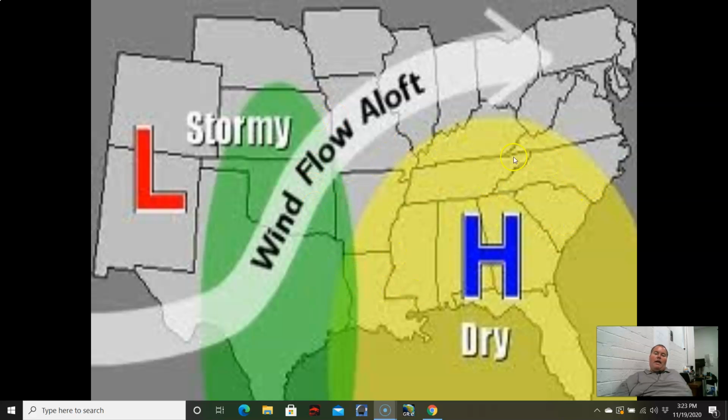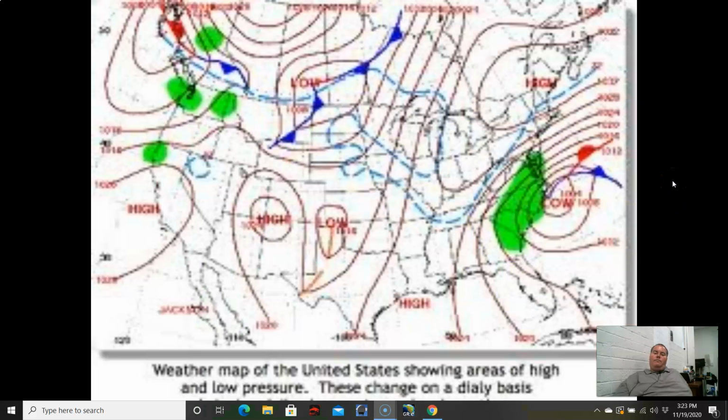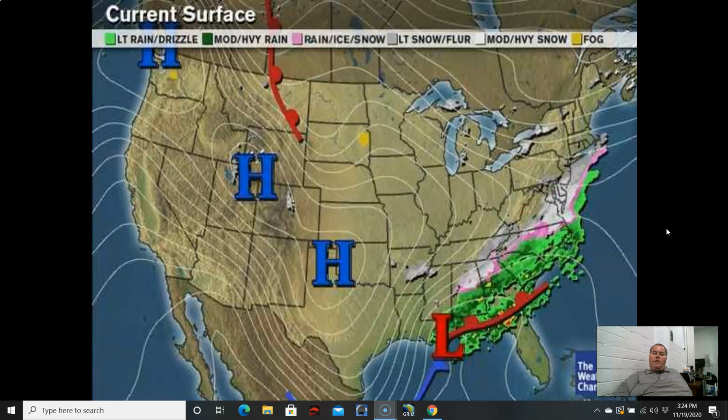So looking at this map right here, we talked about high pressure and it being dry and it being sinking air. And we talked about low pressure creating lift. Well, basically, your battle zone in between is pretty much where your jet stream is going to lie. Here's an example of a weather map showing areas of low pressure and high pressure, your cold fronts. Here's an example of a map on low pressure and how you have precipitation usually out along low pressure.